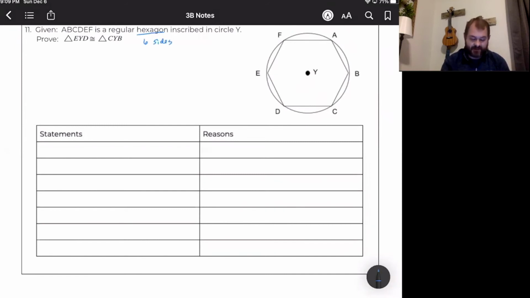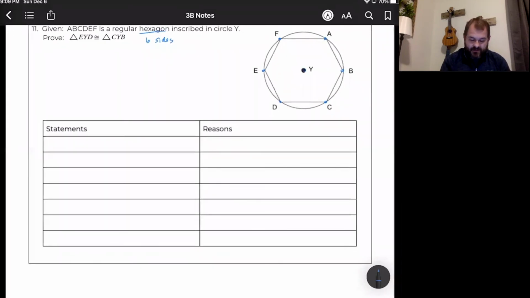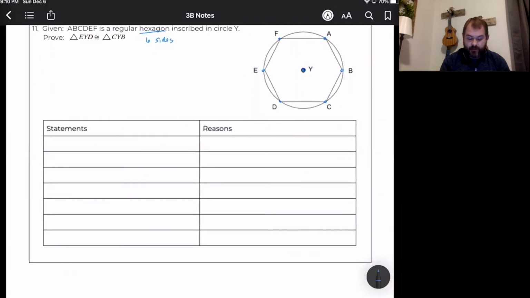What that means is every vertex of the hexagon is on the circle. Okay, and it's a regular hexagon. All 6 sides are congruent. We also know that because it's an inscribed circle, every one of these segments here from the center of circle Y, which is point Y, every one of these segments that goes out to another point is called the radius of that circle. And the radius is going to be the same no matter which point it's going to. Okay, so that's going to give me a whole lot of other congruent segments.